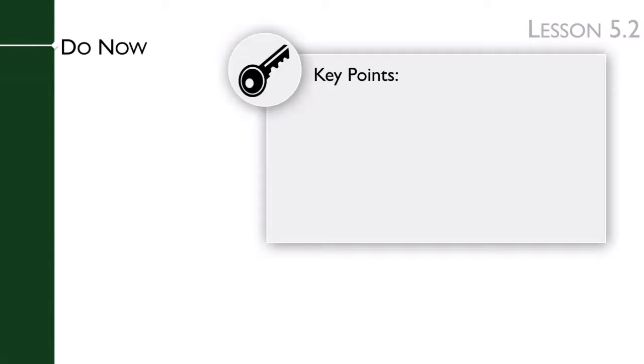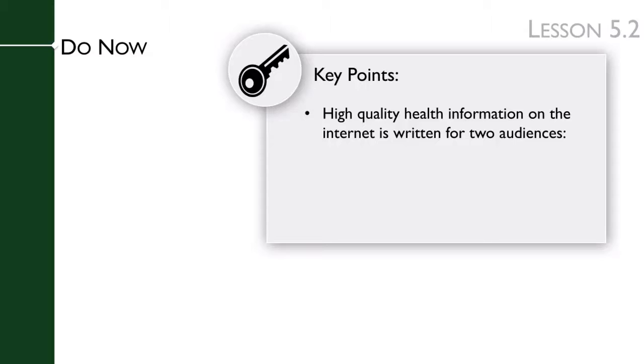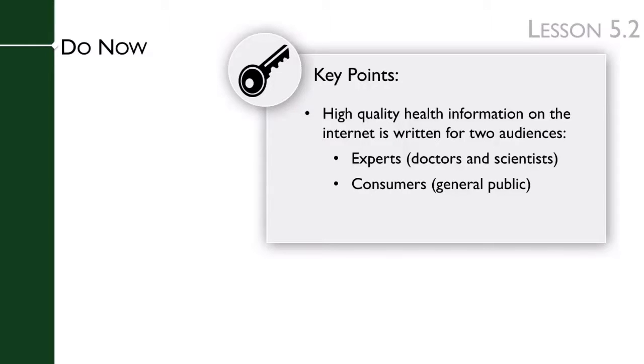The key points of this lesson's do now are that high-quality health information on the internet is written for two types of audiences. Experts, like doctors and scientists. This information is usually the most accurate, but also the most complex and difficult to interpret. And consumers, which are the general public. This information may be out of date or be interpreted incorrectly, but it is generally easier to understand.